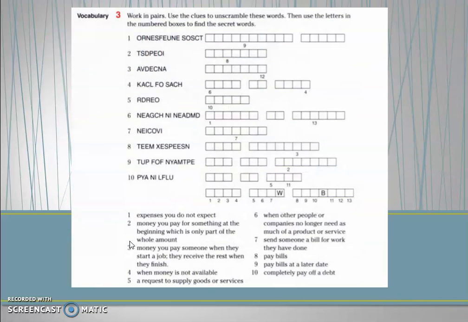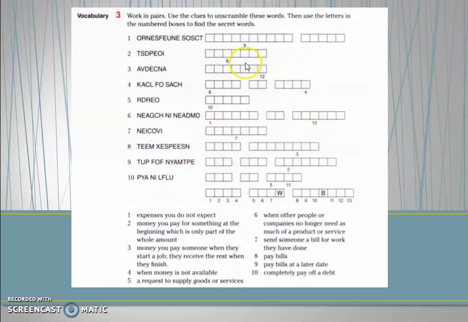The last part of the review is the vocabulary. So instead of working in pairs, you have to do it alone. Use the clues to unscramble these words. Then use the letters in the numbered boxes to find the secret words. So you have to arrange these letters to form two words here. All of this you have to review. You have to arrange the letters to find the correct words.